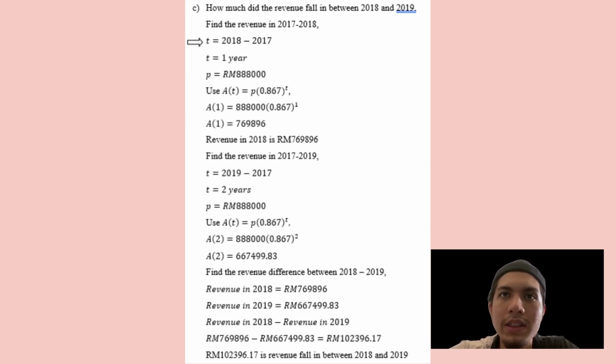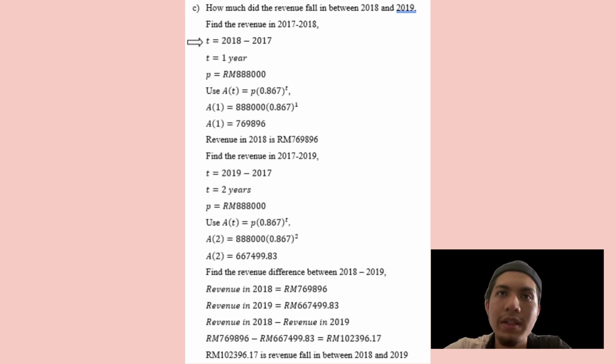For question C, how much did the revenue fall between 2018 and 2019? First of all, find the revenue in 2018. So t is 1 year, which is 2018 minus 2017, and P is the same, which is 888,000 ringgit. Use the formula A(t) = P(0.867)^t, and the formula should be A(1) = 888,000(0.867)^1. And the revenue in 2018 is 769,896 ringgit.